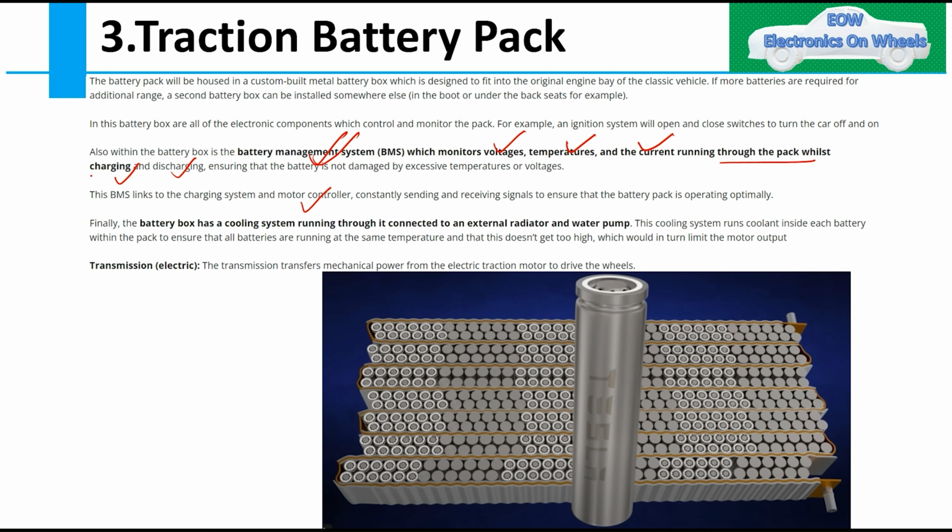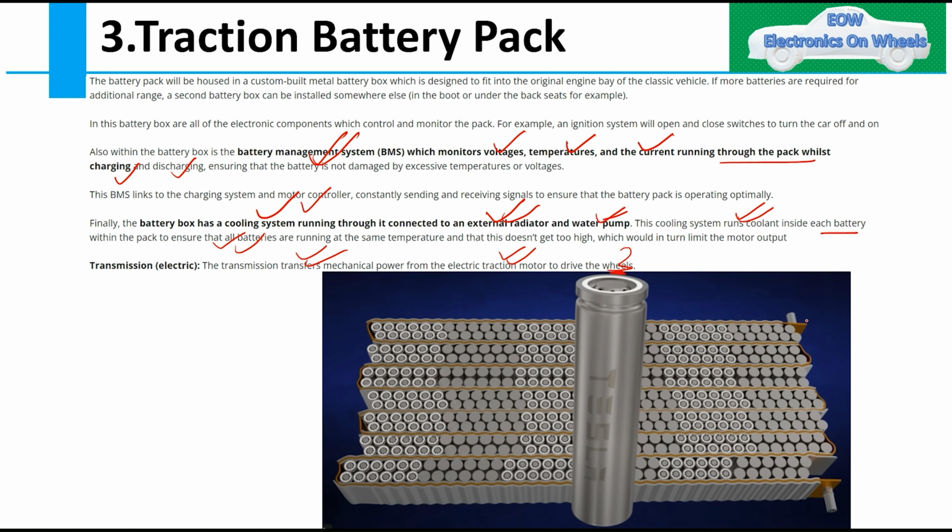Finally, the battery box has a cooling system running through it, connected to an external radiator and water pump. We will see that also. This cooling pump system runs coolant inside, that is glycol, in each battery within the pack to ensure that all batteries are running at the same temperature and do not get too high. Okay, then transmission refers to mechanical power from the electric traction motor to drive. We will see this later.